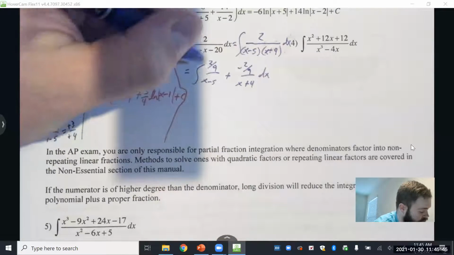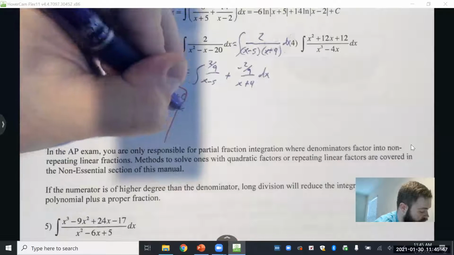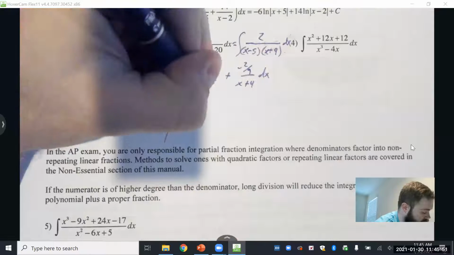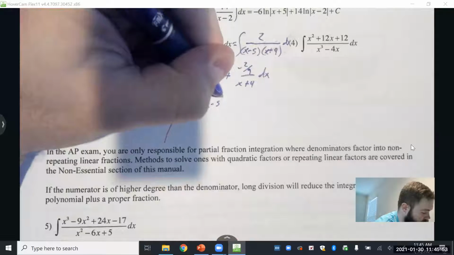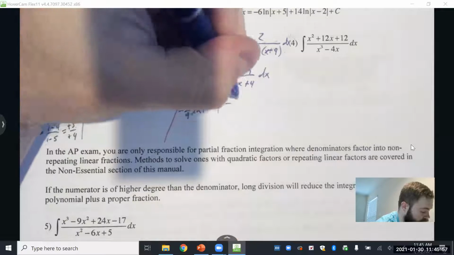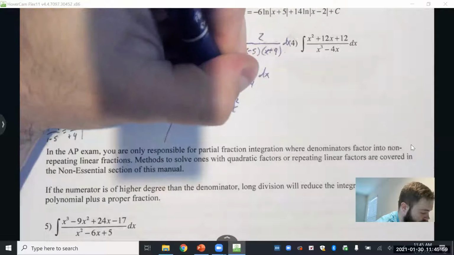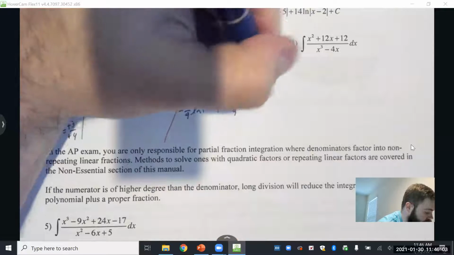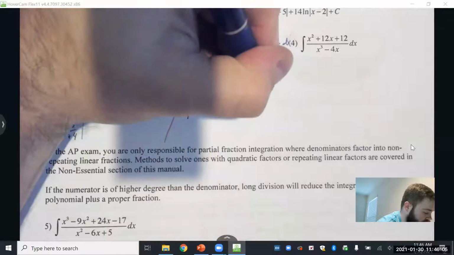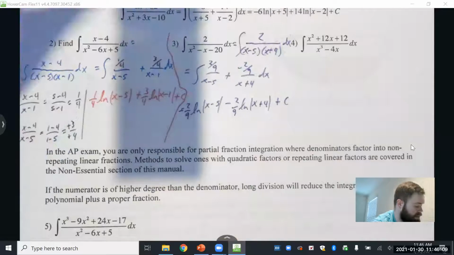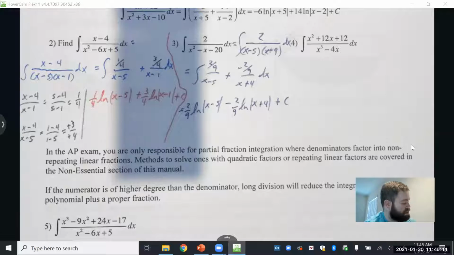And then to actually take the integral of that, we're going to end up with 2/9 natural log of x minus 5 minus 2/9 natural log of x plus 4 plus c.